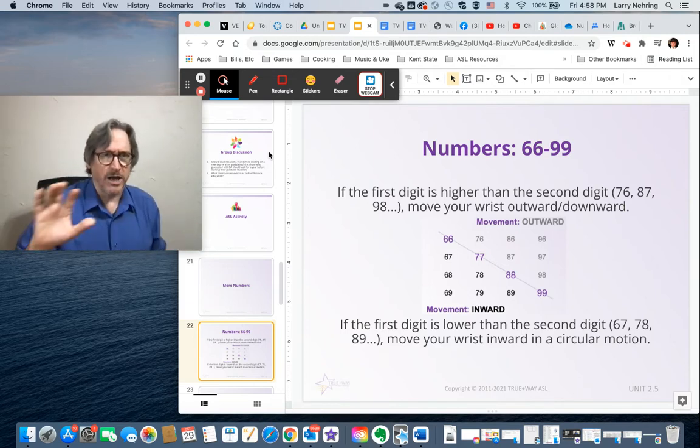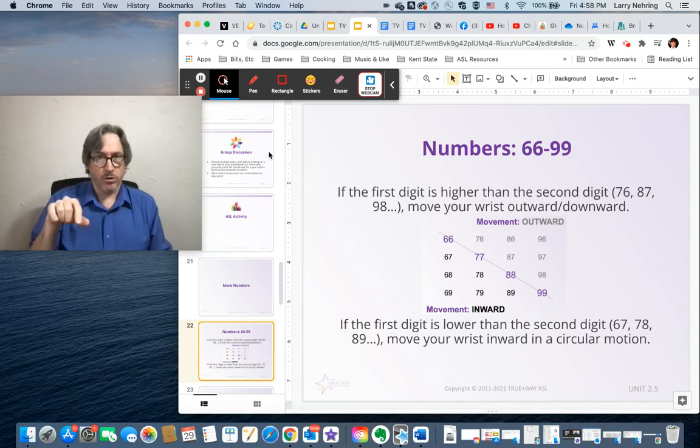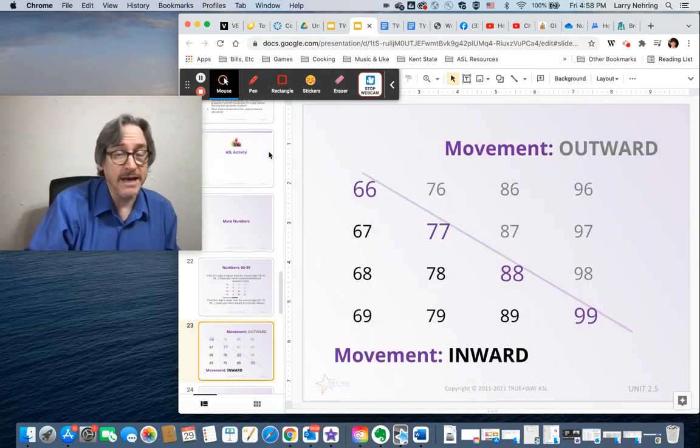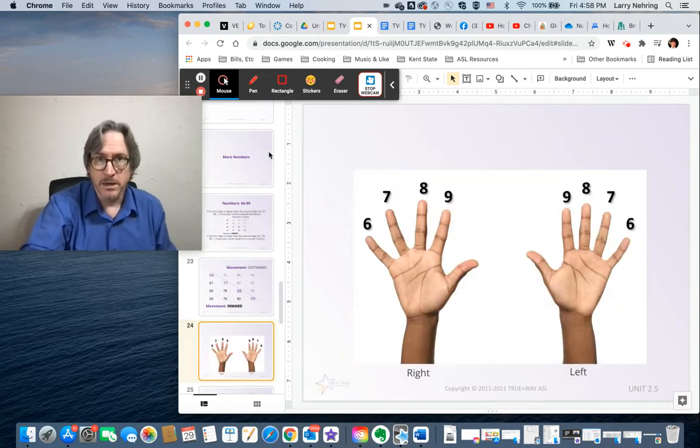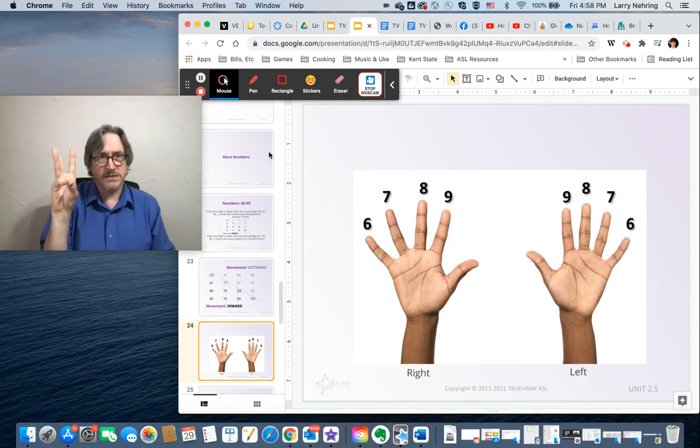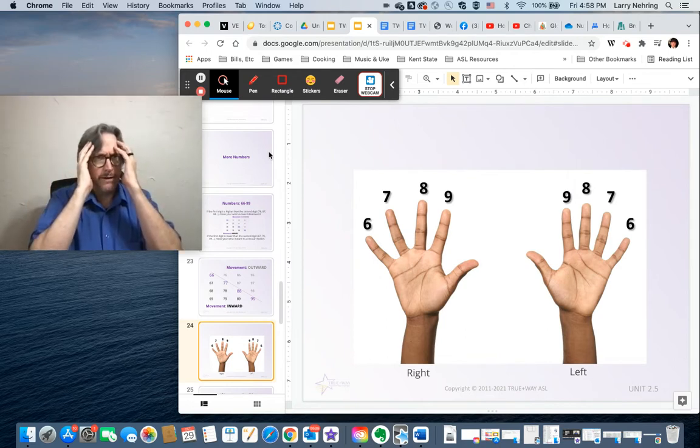It's not a huge one, but if it's going downward, so from the 7 to the 6, the 8 to the 7, the 9 to the 8, it goes from the inside out. It's a kind of drop. And if it goes from the smaller digit to the larger, 67, 78, 89, it goes to the inside. And it makes sense if you're looking at it because the inside is the higher number, the outside is the smaller. So if it's going up, it comes in. If it's going down, it goes out.